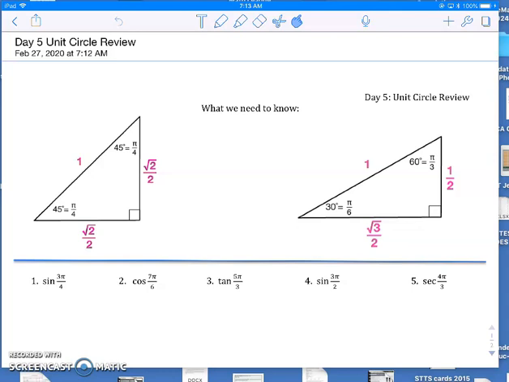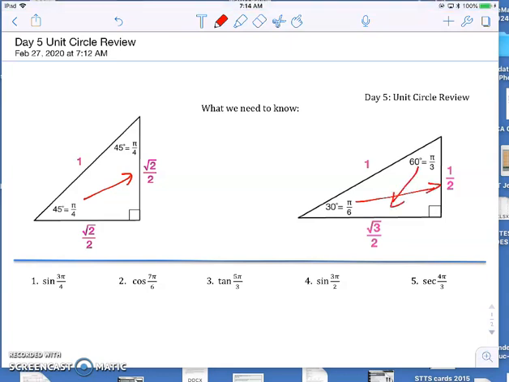Today we're going to review the unit circle. So a couple reminders. Opposite our 45s are root 2 over 2. Opposite 30 is half. Opposite 60 is root 3 over 2. And we have some of those angle measurements in here.